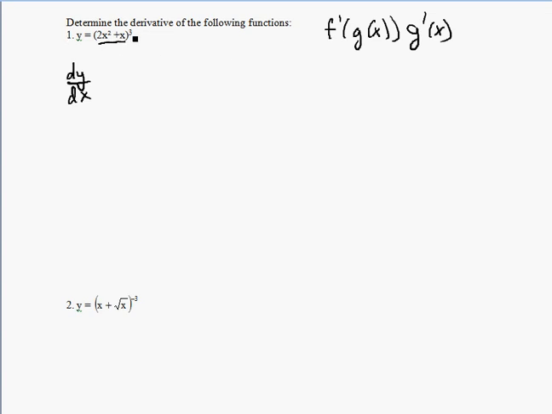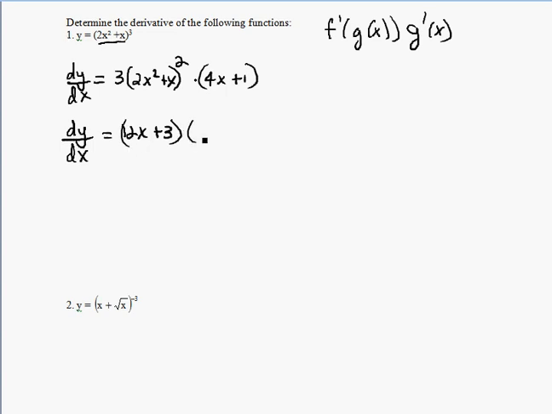So the outer function is the cubing function, the inner function is the 2x squared plus x. So we take the derivative of the outer function, which is exponent comes down up front, leave the inside, subtract 1 from the exponent is 2, so leave the inside the way it is, times the derivative of the inside, which is 4x plus 1, in parentheses. Now I'm just going to distribute this 3 with this 4x plus 1, and then that'll be the end of that. So we get 12x plus 3 times 2x squared plus x quantity squared.